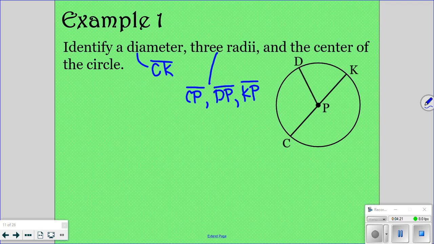And then the center of the circle, well, where is the center? At point P. So the center is at point P. So the name of this circle would be circle P. That's how you would name it.